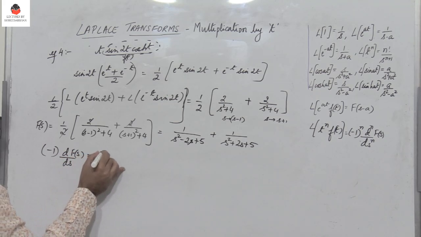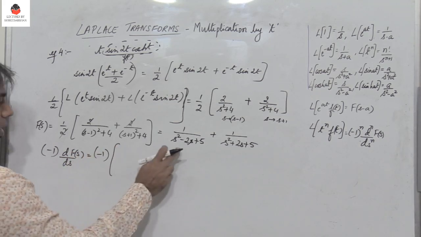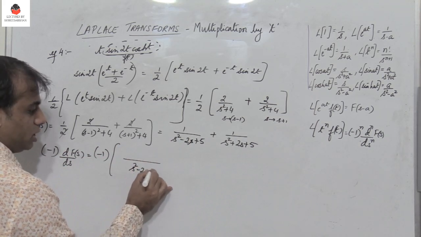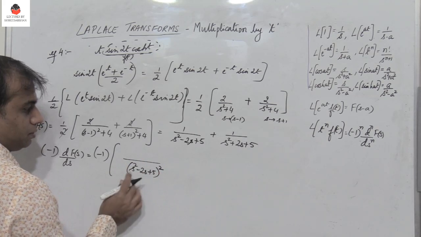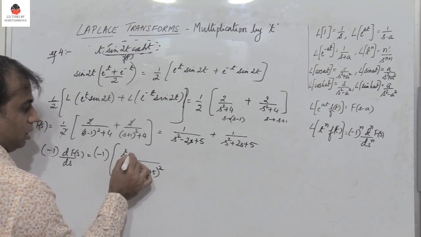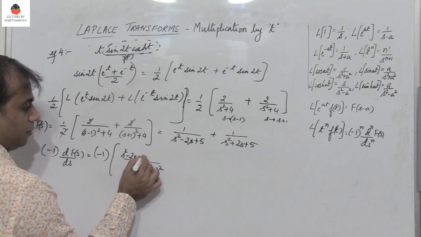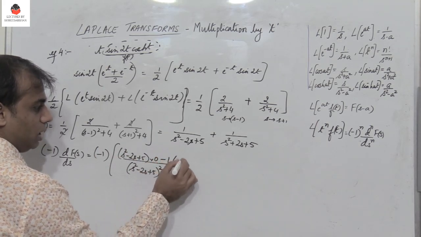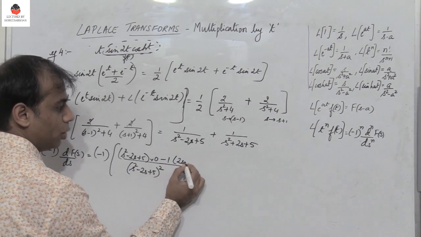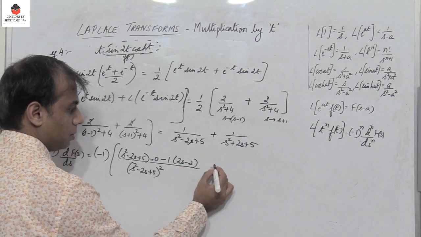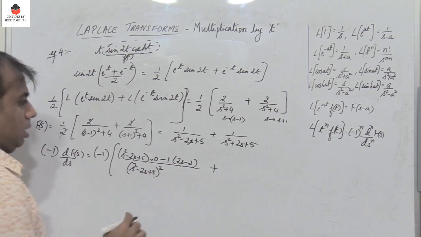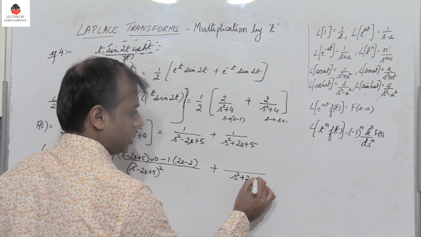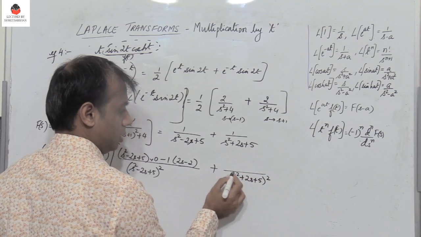So we have minus 1 into differential of f of s. So you have s square minus 2s plus 5 the whole square. Right? So denominator into differential of numerator. Numerator is 1, so differential of 1 is 0. Minus 1 into differential of denominator. So you get 2s minus 2 plus denominator square. That's the second one. s square plus 2s plus 5 the whole square.